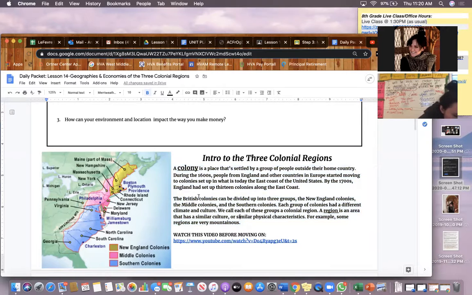The British colonies, the English colonies, can be divided into three groups: the New England colonies, the Middle colonies, and the Southern colonies. Each group of colonies had a different climate and culture. We call each of these groups a colonial region. A region, an area that has a similar culture or similar characteristics.